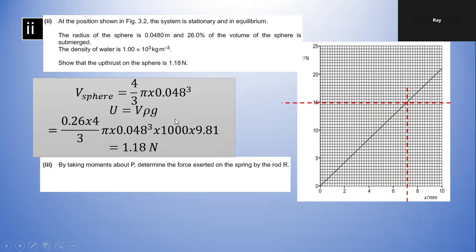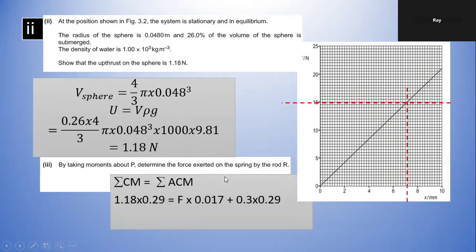Anything you don't agree with? Taking moment about P, determine the force exerted on the string by the rock. Now, clockwise moment equals anti-clockwise moment. Okay, now 1.18. I'm using clockwise moment, you got anti-clockwise moment.